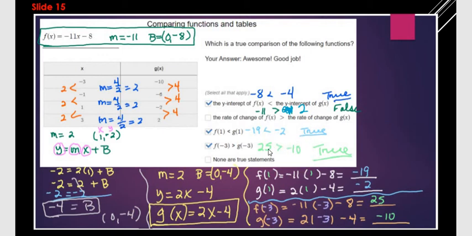So that is true. Now we're going to substitute in a negative 3. When I substitute in a negative 3 right here, I see that this came out to equal 25. And when we substitute in a negative 3 here, it came out to negative 10. And so 25 is greater than a negative 10, and that is true. It doesn't matter what the positive number is; all positive numbers will always be bigger than a negative 10.